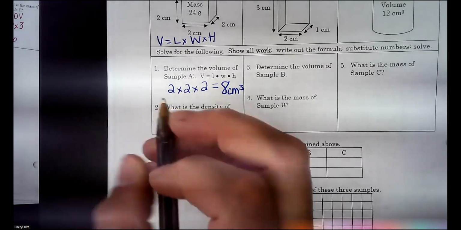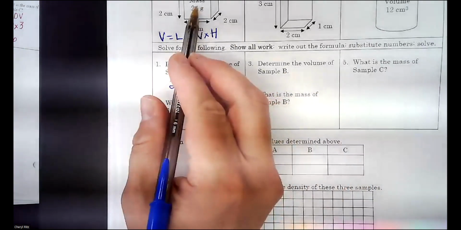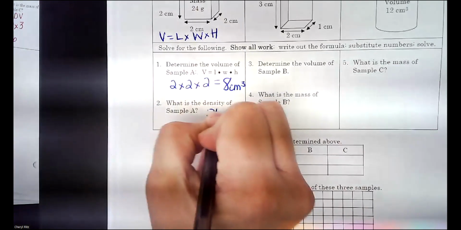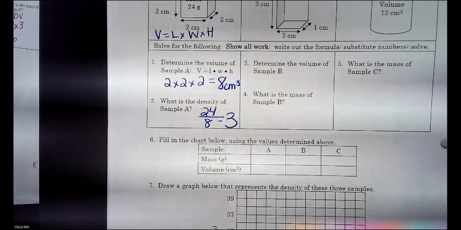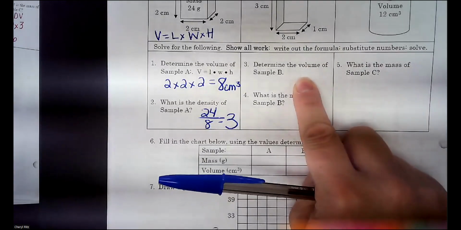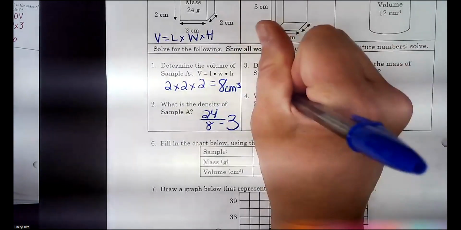Density of sample A. So a lot of you did not have trouble with this as long as you had the right number. D equals M over V. So it should have been 24 over 8 gives you 3. So then we come up here, length times width times height. People didn't struggle with this one. 3 times 2 times 1, that is 6.